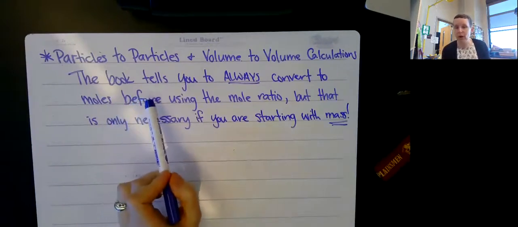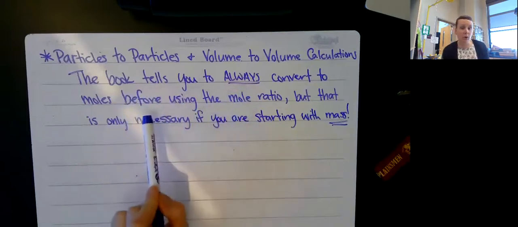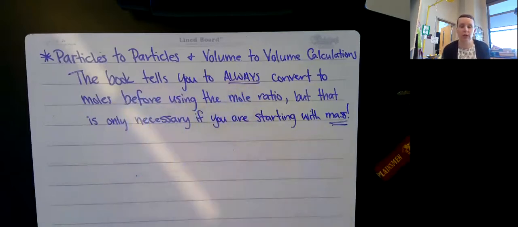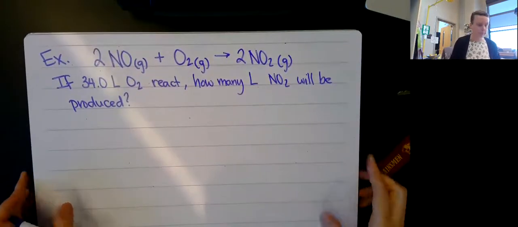This is the way the book always tells you to do these problems. It says you always need to convert to moles before you use the mole ratio, but that is only necessary if you're starting with mass. It's only necessary if you're starting with mass. Now pause if you need to copy that, but I'm going to do a couple of examples to explain. So here's an example problem, okay?